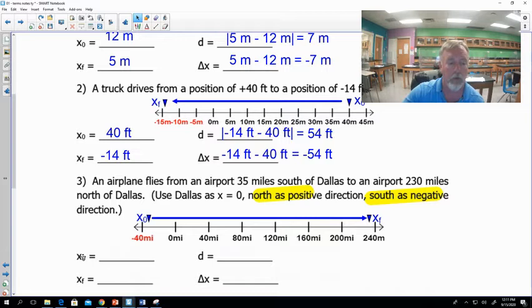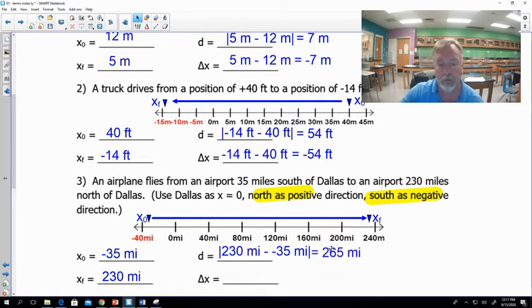Let's put in the values for our variables. Our x naught, our x initial was -35 miles. Where do we finish up? At 230 miles. Again, let's calculate the distance. We're just going to take the difference of those two numbers. Let's take our final minus our initial, and then we're going to take the absolute value. What's that give us in this case? 265.